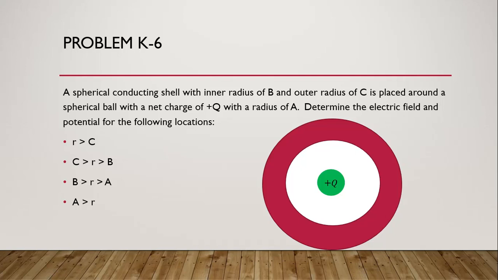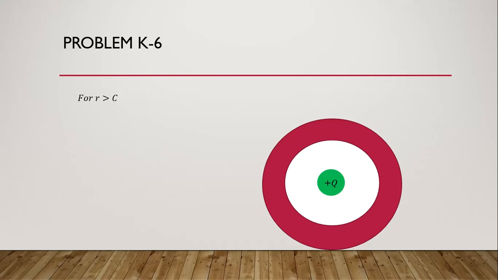I want to determine the electric field and potential at the following locations: any point outside both these spherical shells, any point inside the outer spherical shell, any point in between the spherical shells, and any point inside the two spheres. So we'll start with points outside the spherical shell.